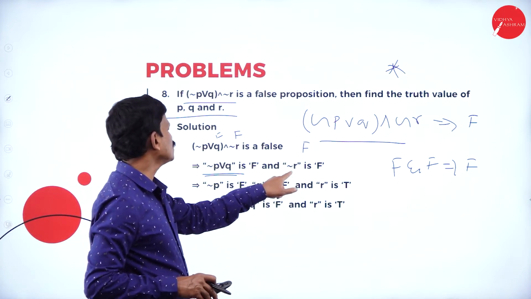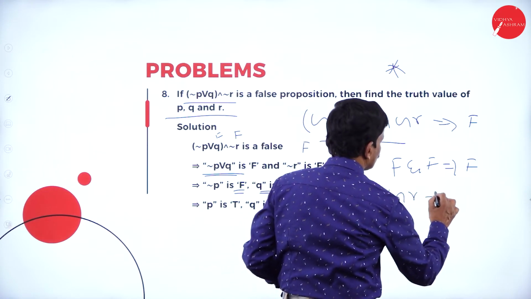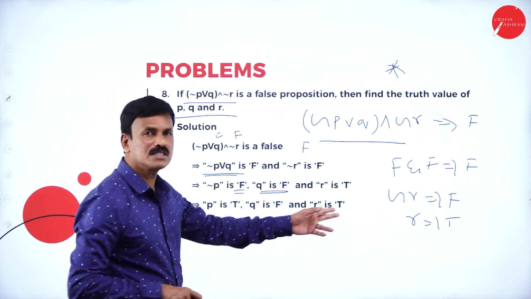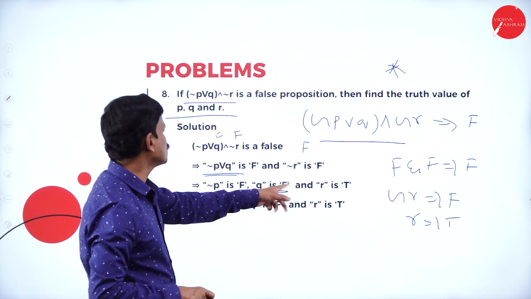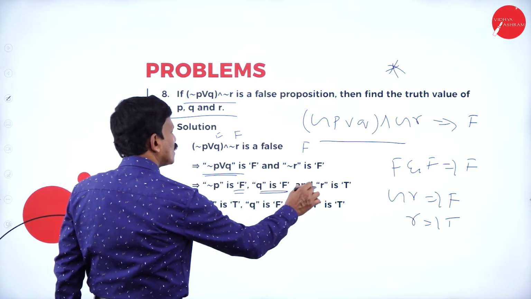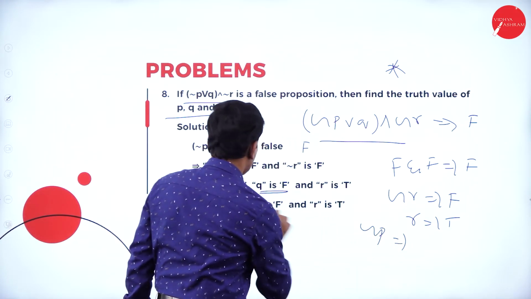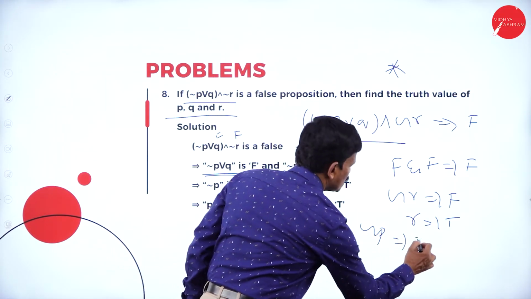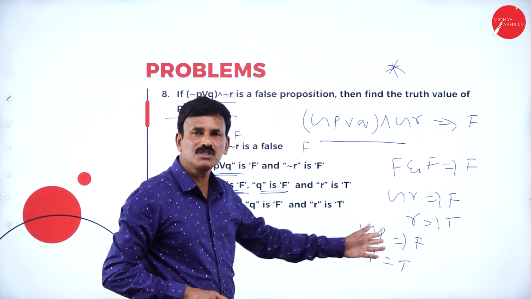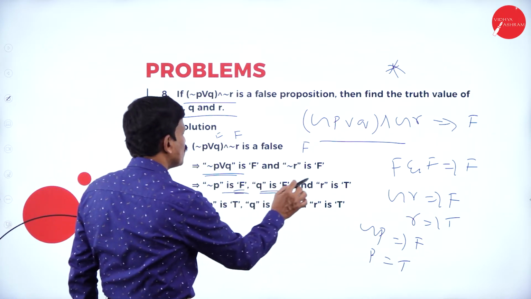Negation of R is false means R is true. So negation of P is false, Q is false and R is true. If the negation of P is false, then definitely P is true, because if P is true then the negation of P is false. Therefore P is true, Q is false and R is true.